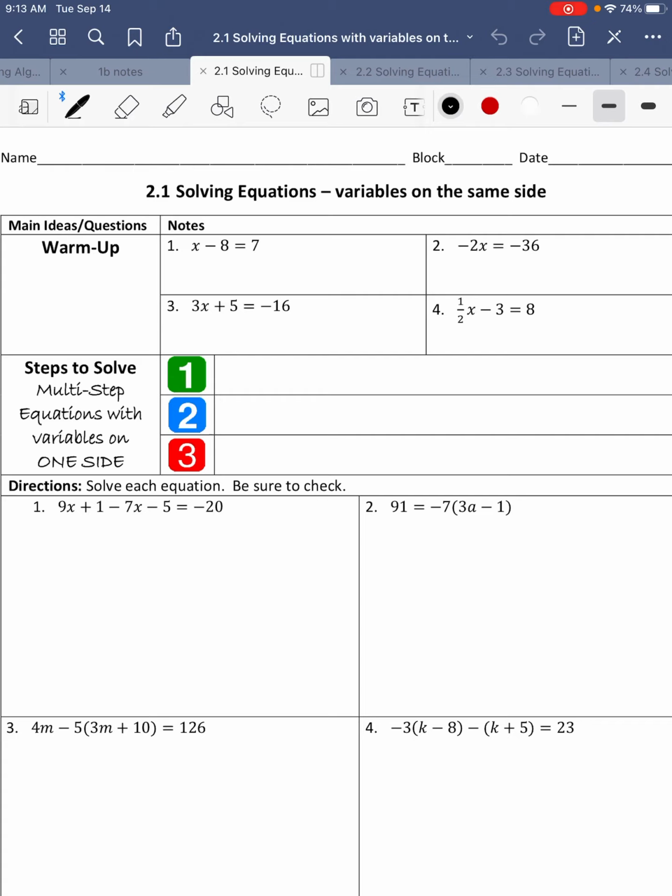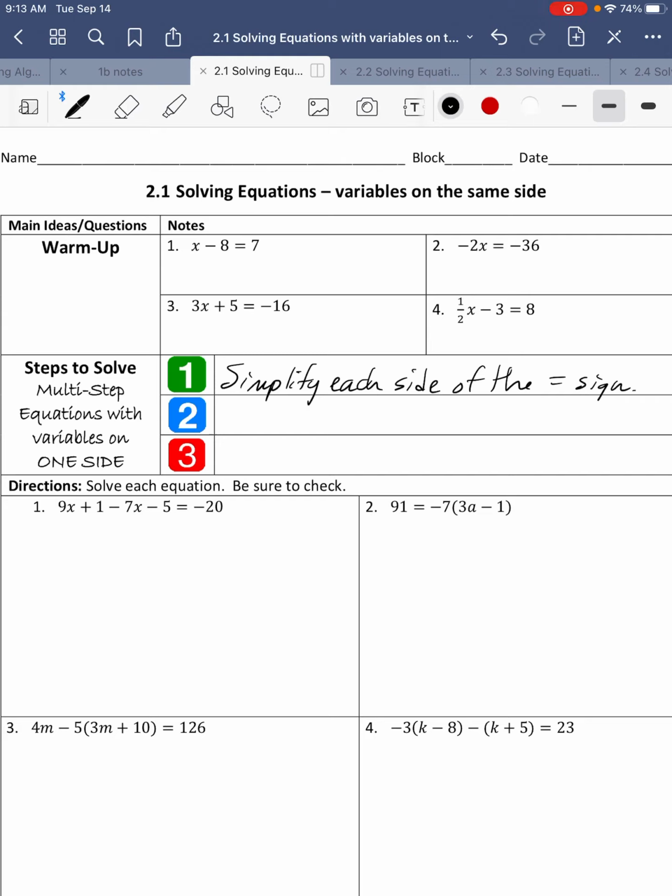All right, so the steps to solve multi-step equations with variables on one side: the first thing you're going to do is simplify each side of the equal sign. So if you need to distribute, you distribute. If you need to gather like terms, you gather like terms.